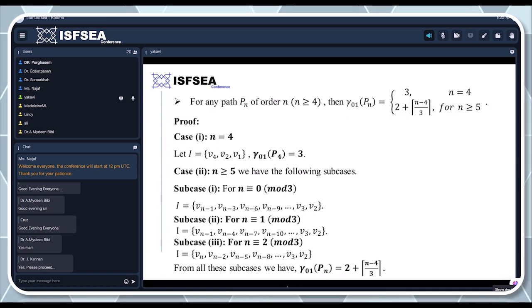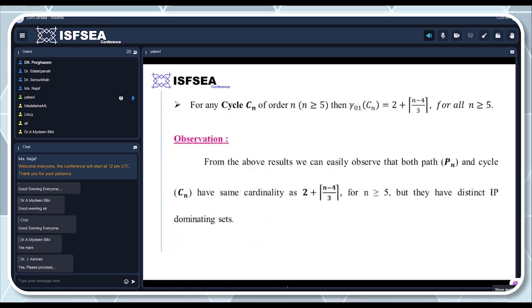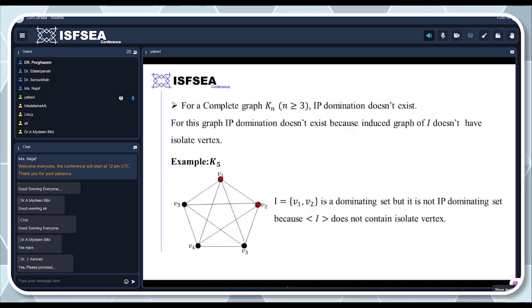The second result is for the cycle Cn of order n greater than or equal to 5. Then the IP domination number of Cn is equal to 2 plus the ceiling of (n minus 4) by 3 for all n greater than or equal to 5. From the above results, we can easily observe that both path Pn and cycle Cn have the same cardinality, but they have distinct IPD sets. The third result is that for the complete graph Kn with n greater than or equal to 3, the IP domination number doesn't exist.